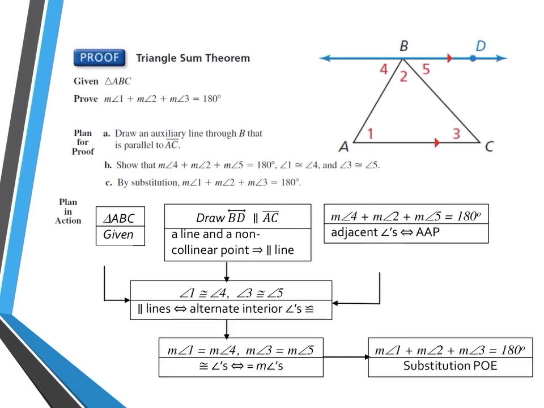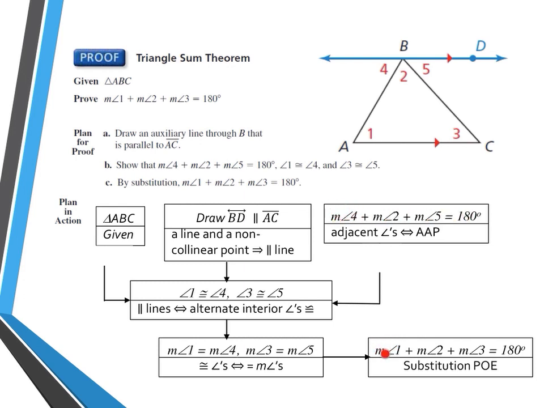And then the remaining of our proof, we're able to say that measure of angle 1 is equal to measure of angle 4, and measure of angle 3 is equal to the measure of angle 5, and that's because congruent angles always implies equal measure angles. And because we have equal measured angles, we can then substitute to our original statement with measure of angle 1, because measure of angle 1 is equal to measure of angle 4. We can then take measure of angle 1 and substitute it in for 4 in the original equation.